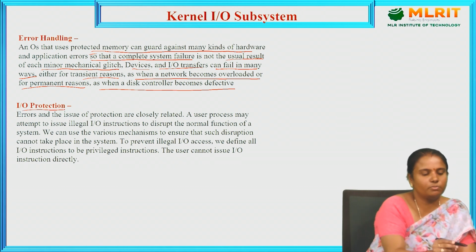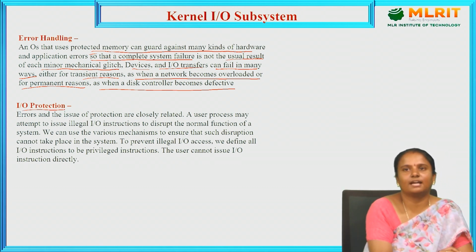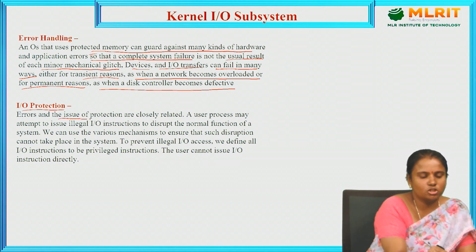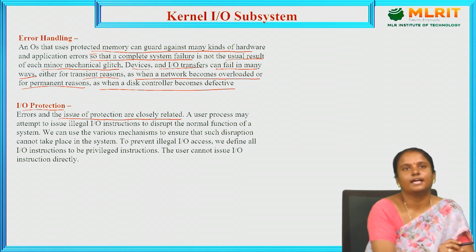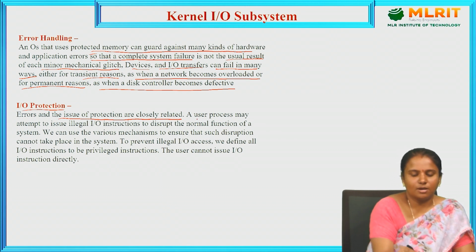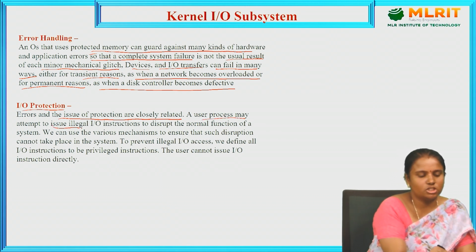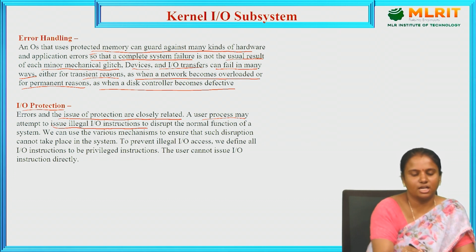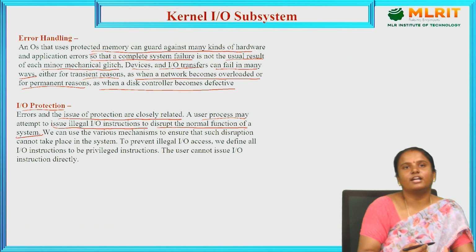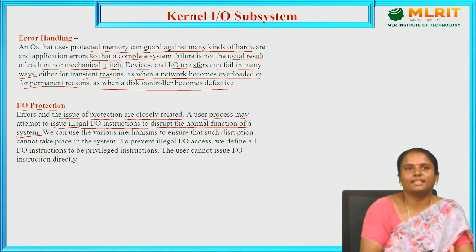Next, input-output protection. How can input-output protection be done? Errors and the issue of protection are closely related. A user process may attempt to issue an illegal input-output instruction to disrupt the normal function of the system.